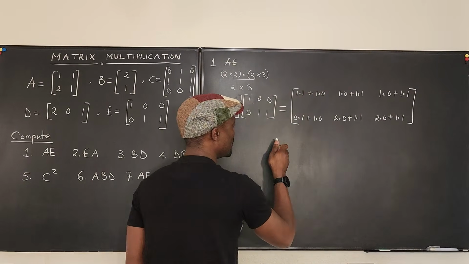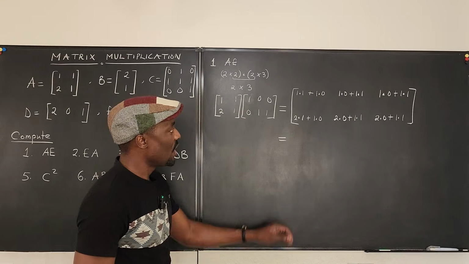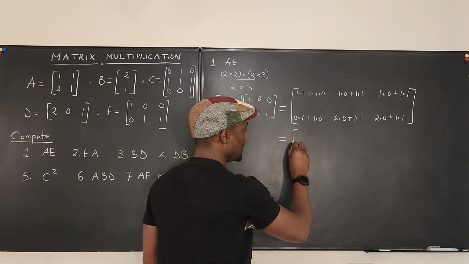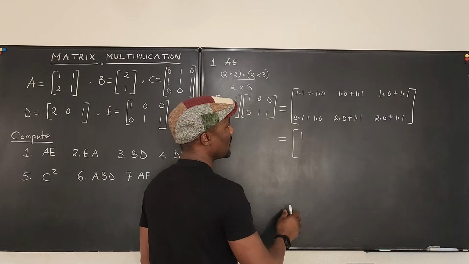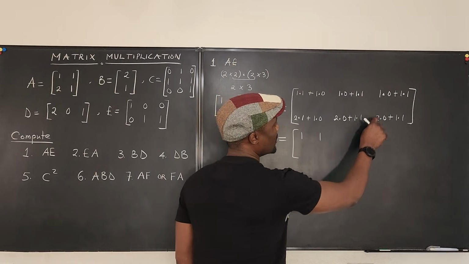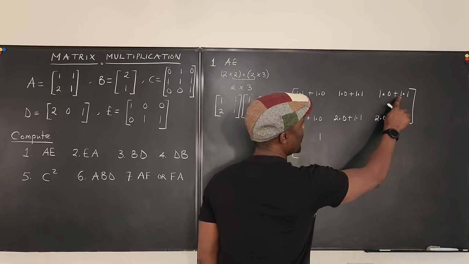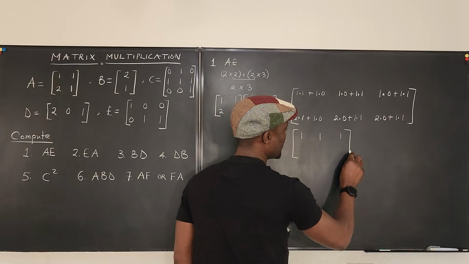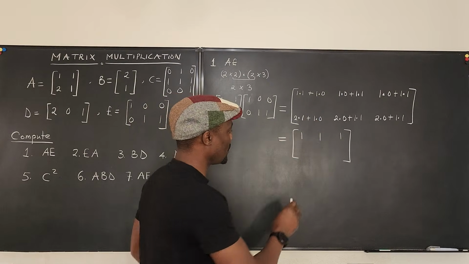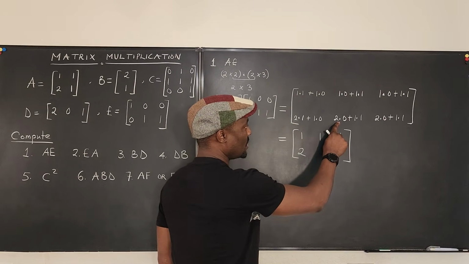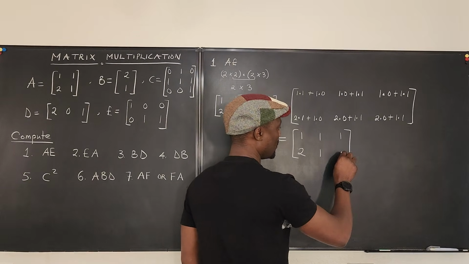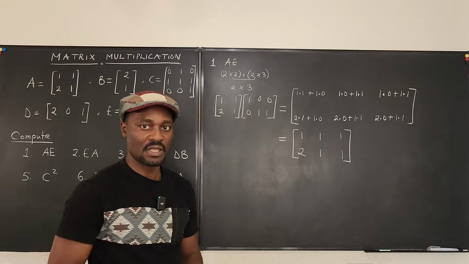Okay, so what do we get when we simplify all of these? We're going to get 1 plus 0, that's 1. So we're writing our answer now. It's going to be 1. This is going to be 0 plus 1, that's 1. And this is going to be 0 plus 1, that's 1. Oh, nice. And then we go here. This is going to be 2 plus 0, that's 2. And this is going to be 0 plus 1, that's 1. And this is going to be 0 plus 1, that's 1. And this is the resulting matrix.